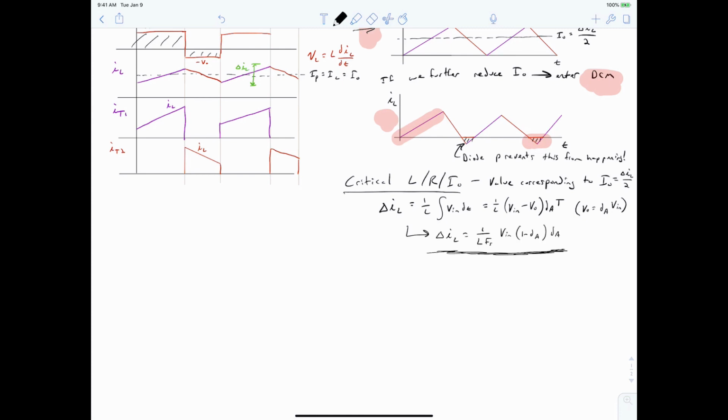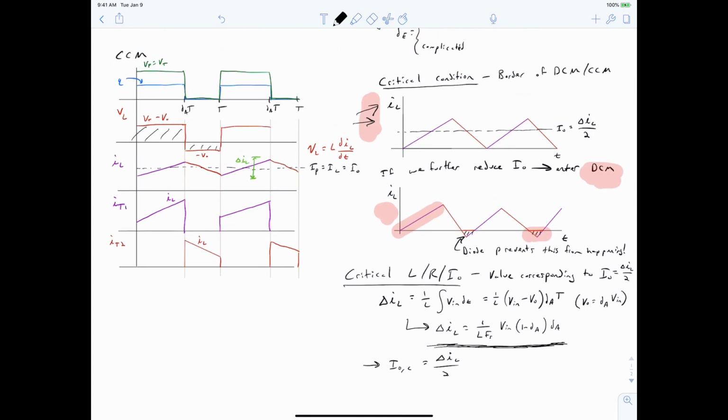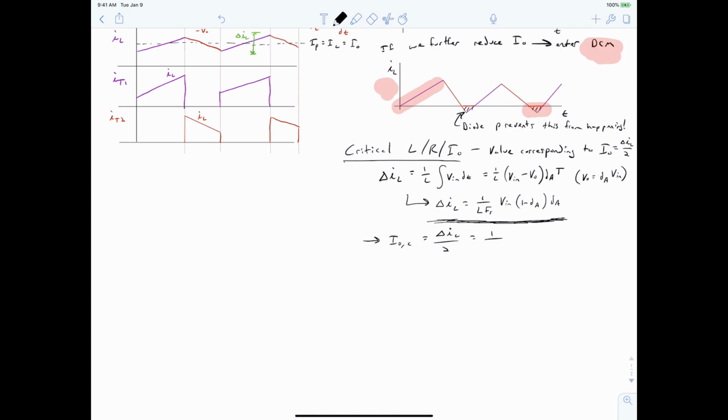Alright, so we have an expression for our ripple current in terms of our inductance, our switching frequency, our input voltage, and the duty ratio of our active device. The first thing to note is that we can derive an expression for our critical output current, or critical average output current, as being delta IL by 2. And we saw this from our diagram up here. So this is very easily done as just dividing our ripple current expression by 2. So that's our critical output current.